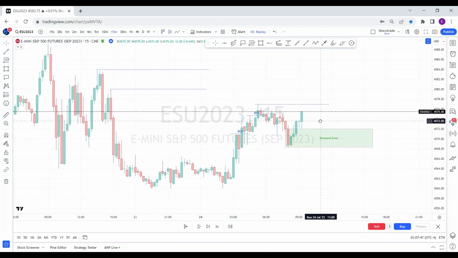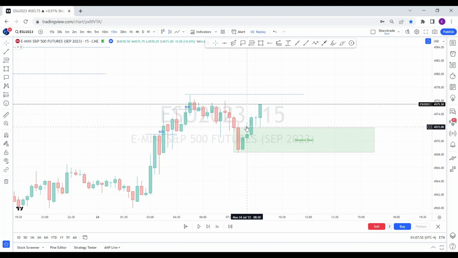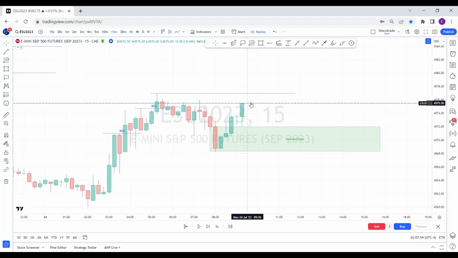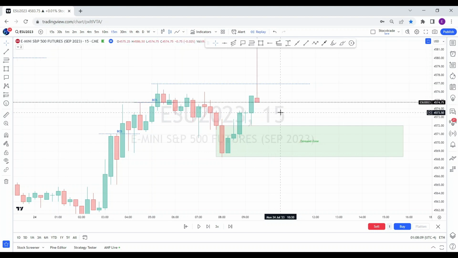So first of all, once the price comes inside this 15 minutes demand zone, just shift the time frame to a lower level, like 5 minutes or 1 minute. I usually trade with 1 minute. The entry is on 1 minute, and then I look at the swing.